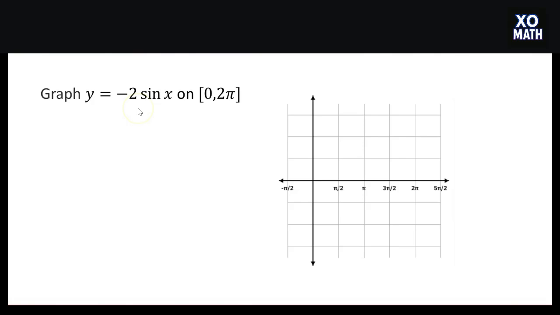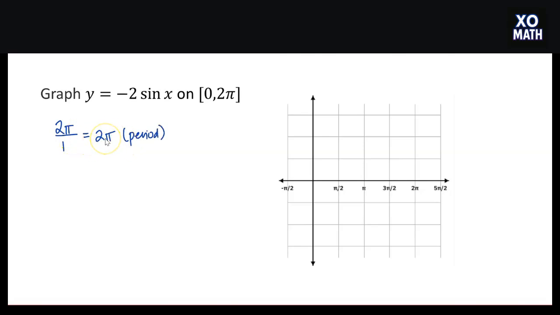So for sine and cosine, the period is the formula 2 pi over the number in front of x. So in this case, that's 2 pi over 1. So the period is just 2 pi.